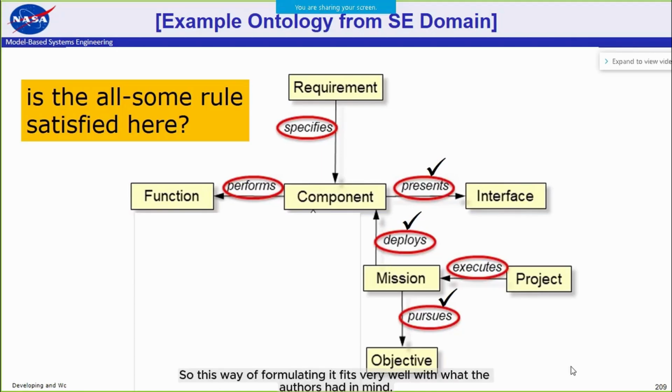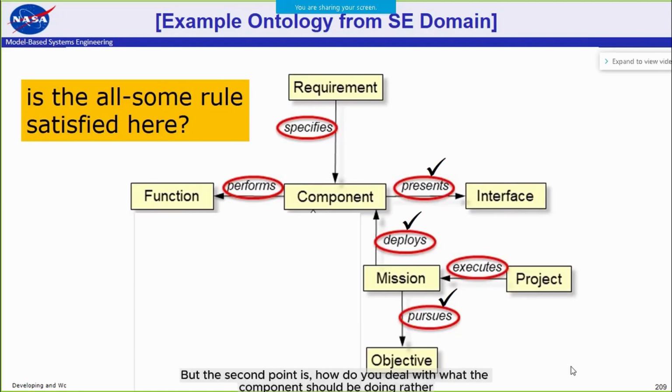So this way of formulating it fits very well with what the authors had in mind. So they know what they're doing. And I'm criticizing them from an outsider's perspective, saying, this may be all very well for your group, but as soon as you start talking to other people, they will have problems understanding what you mean by component. And the whole point of the ontology is to enable that kind of exchange, not just between computers and computers, but between humans and humans.